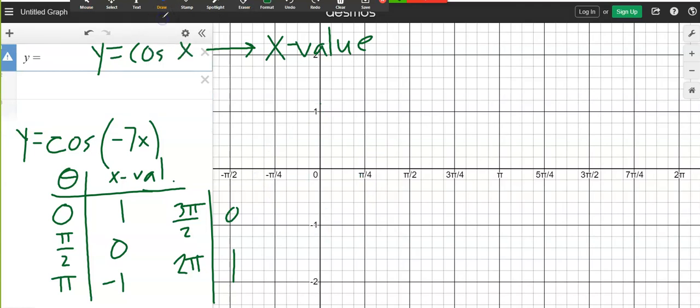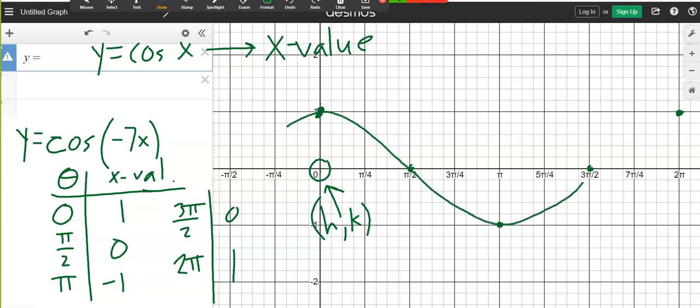Let's graph these points. That's HK right there. The good old OG. Now, at 0, I plot 1. At pi over 2, I plot 0. At pi, I get negative 1. And at 3 pi over 2, I'm back to 0. And then at 2 pi, I'm back to here. It is slightly different.